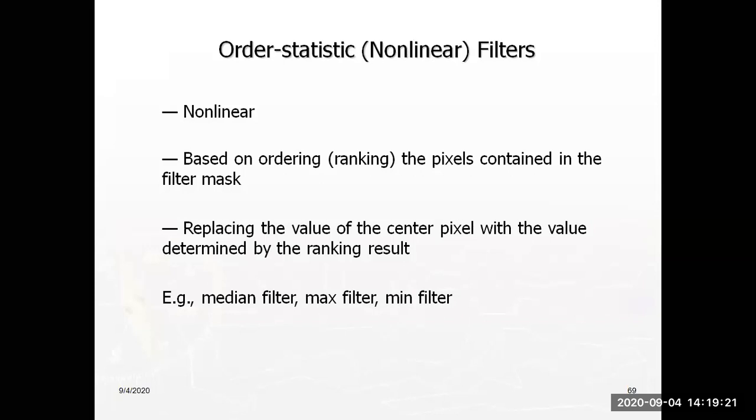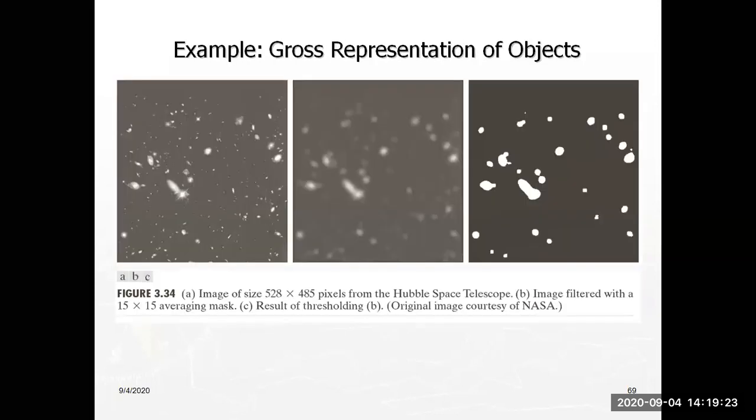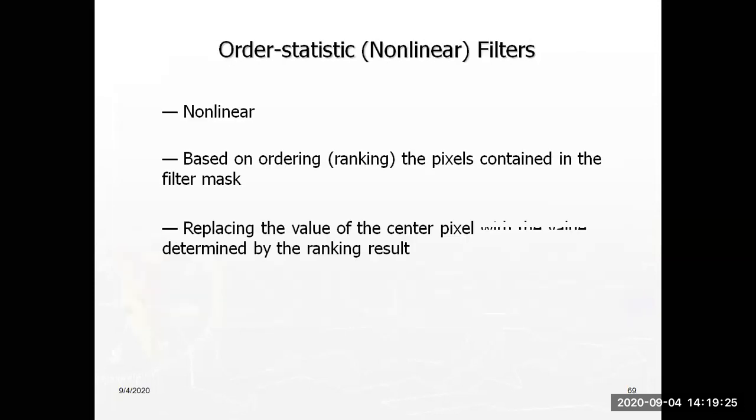So next, after linear, what is the next one? The next type is non-linear. Generally, examples of non-linear filters are the median filter, max filter, and min filter.